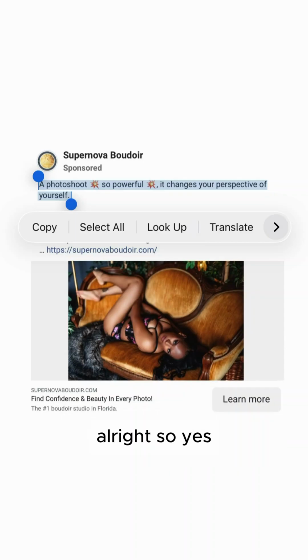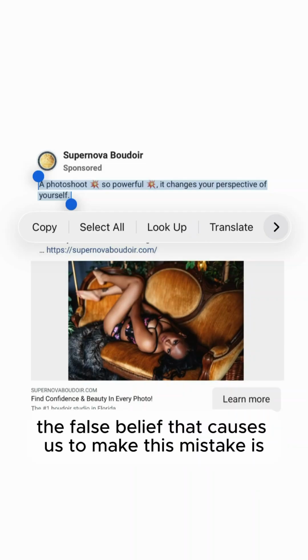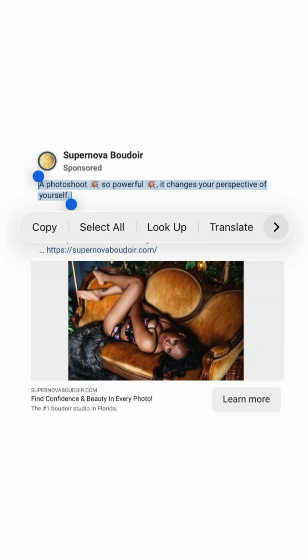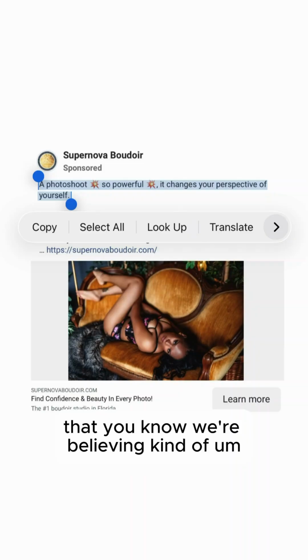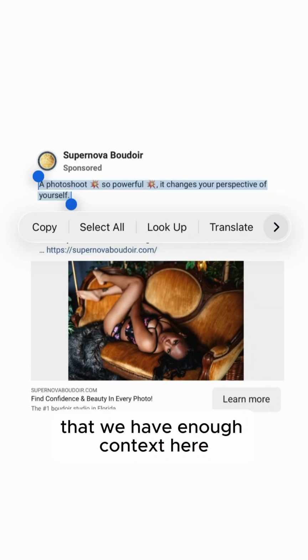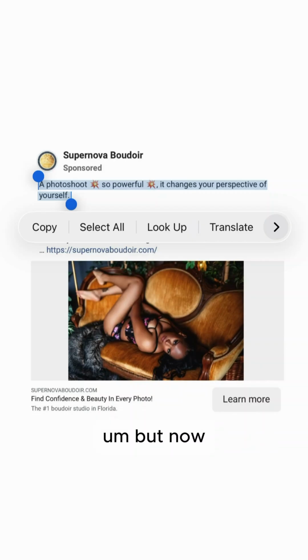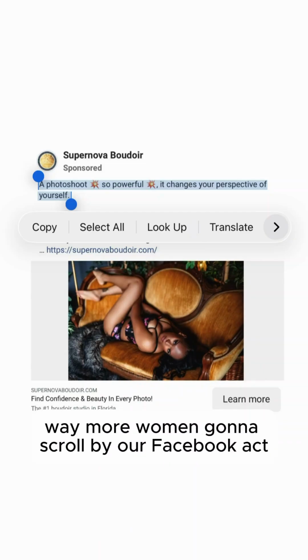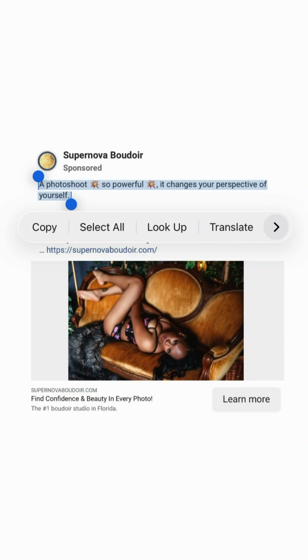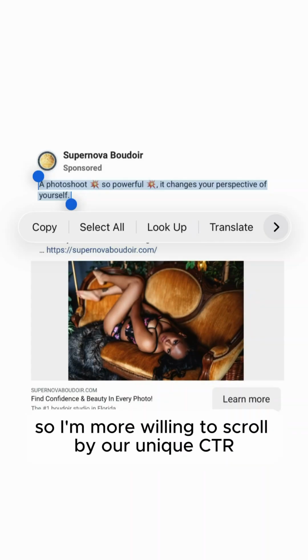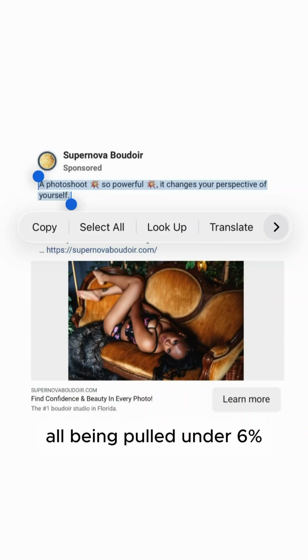All right, so yes, the lack of context mistake. The false belief that caused us to make this mistake is that we're believing that we have enough context here, but it's not. We only got a small number of context points. But now the consequence of this is way more women going to scroll by our Facebook ad because they don't feel it's for them. And this is all unconscious. They're not actively thinking this. So more women scrolling by, our unique CTRL being pulled under 6%, wasting our money.